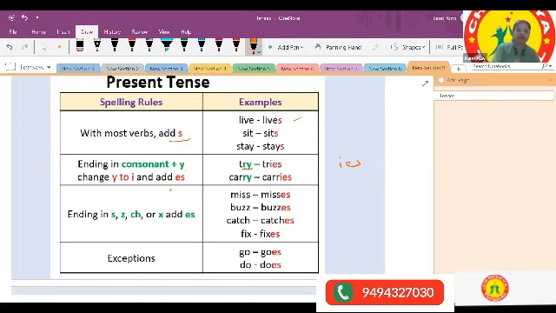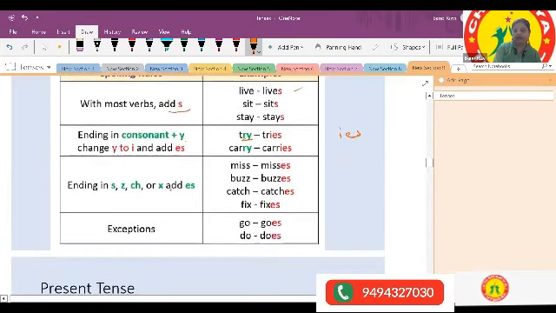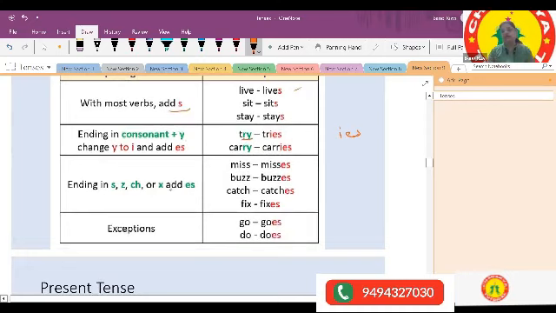Those ending with S, Z, CH or X take ES. So if it is miss, it is misses. He misses his bus every morning, every Saturday. Buzz: do give me a buzz anytime in the weekend. He buzzes me every Sunday, you can say. And catch: he catches his bus from the bus stop. Or fix: the electrician fixes the wiring, or something like that.